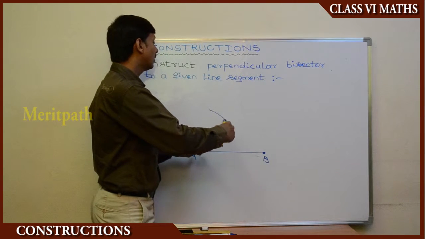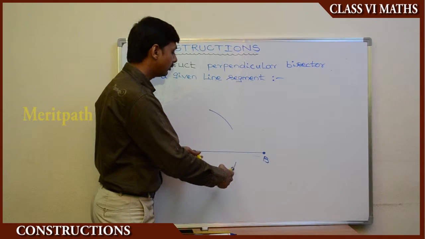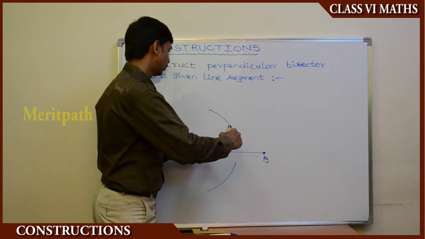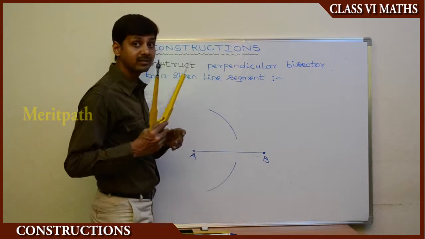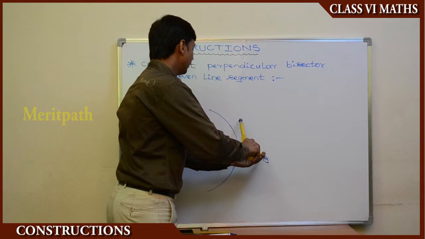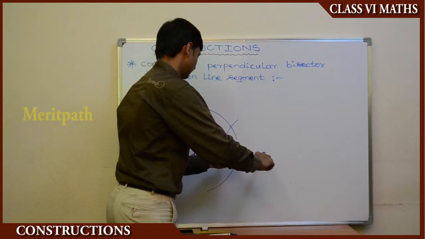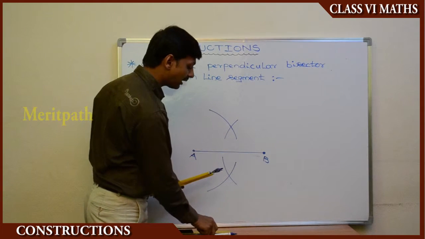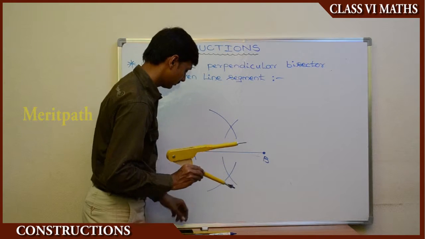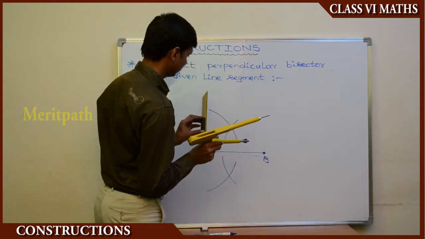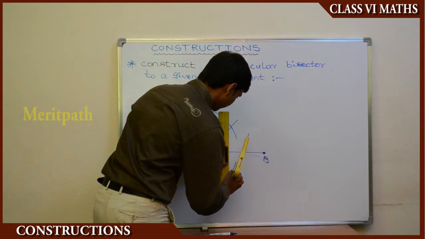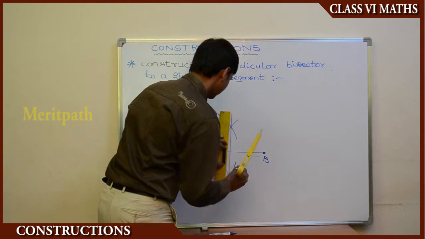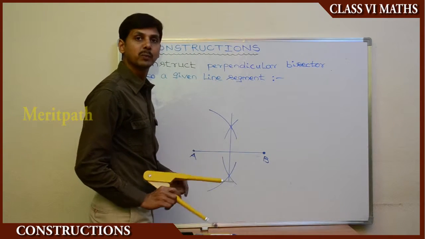Let's make an arc on the upside of AB and the downside of AB also. Upside and downside, 2 marks we made with the vertex A. With the vertex B, let's cut this arc. So we got 2 arcs now. Let's join these 2 arcs. So this is a point and this is another point. Let's join both. Now this is called the perpendicular bisector.